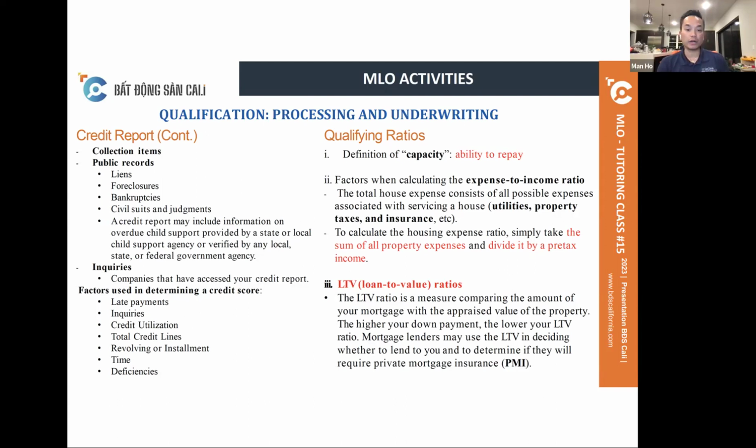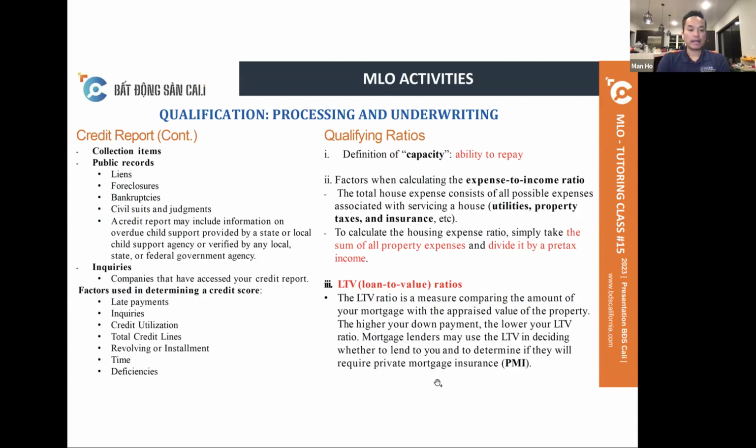You don't want anything bad showing on the report. Okay, a foreclosure, I believe, is gonna stay there maybe 7 years, I think. Bankruptcy, foreclosure, I think it's 5 years. Bankruptcy, I think it's probably about 7 years. Okay, so try not to get yourself involved in those situations. A credit report might also include information on overdue child support provided by a state or local child support agency or verified by any local, state, or federal government agency.